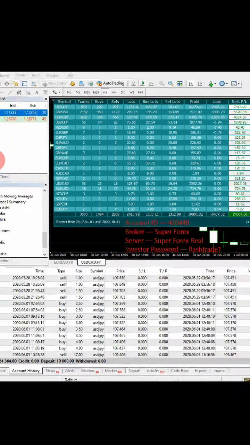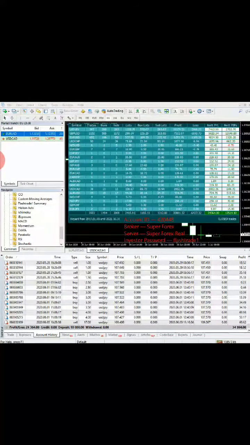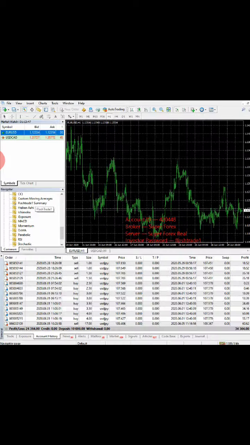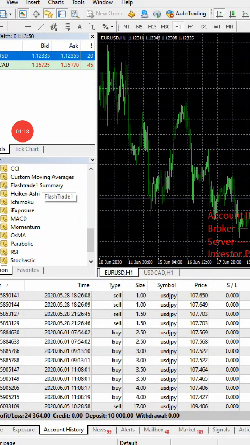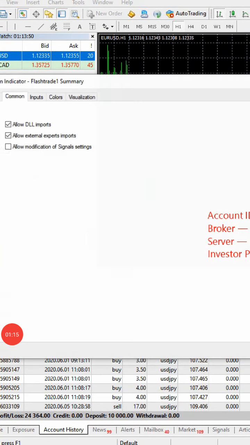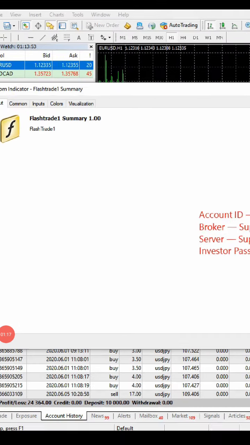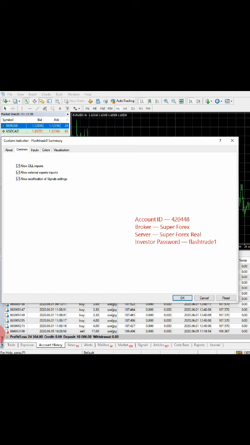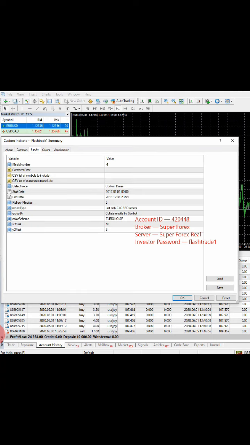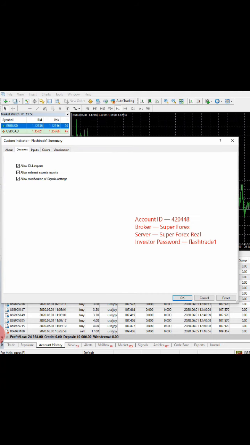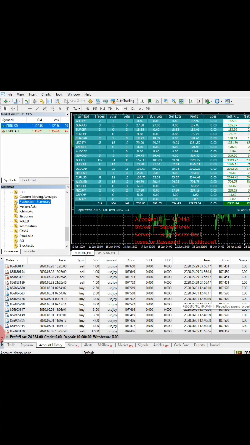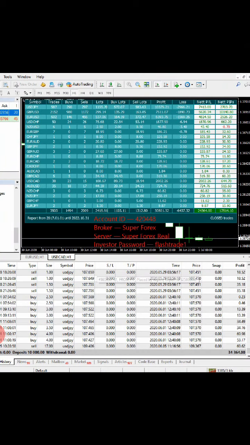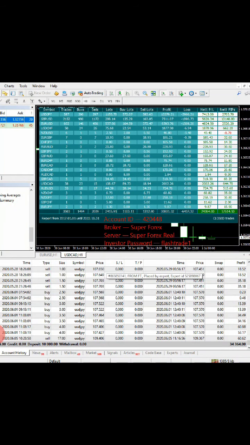So now, moving ahead, you can see what you need to do: you just need to open any particular pair and go to the Flash Trade One Summary indicator, and double click here. Then you can see the complete information. In the common file, you just need to click allow, and all the inputs and all the details are available. Just click on OK, and you will see the complete details here.